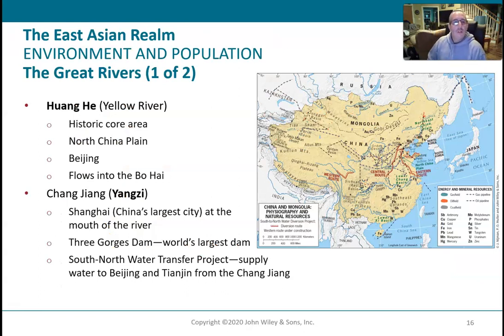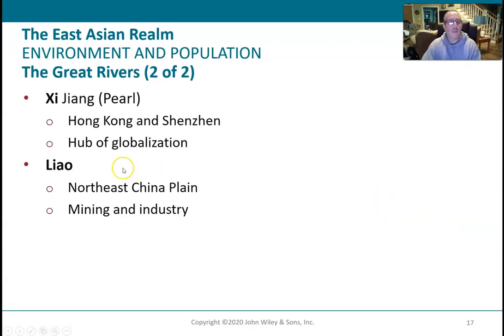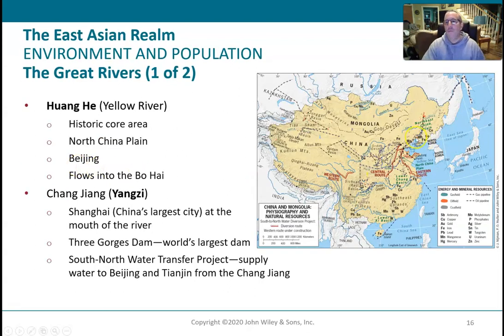So you've got the Yellow, which I pointed out. The Yangtze is going to be down in this area. The Yellow is up here. The Pearl River or the Zhu River is down here in the southeast. And the last one, the Liao River, that's the one up here in the northeast in this area. You also see some of the minerals and natural resources they have on this map as well.